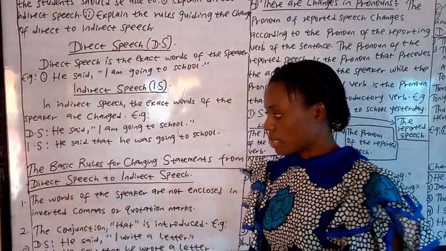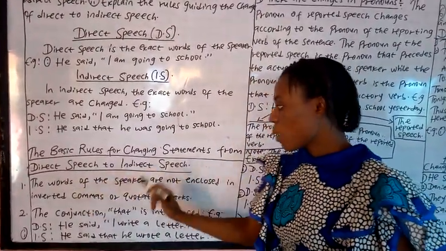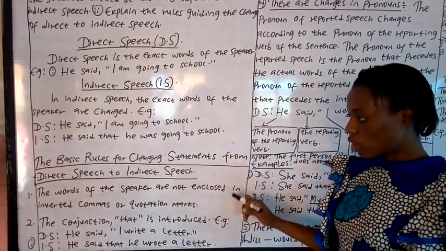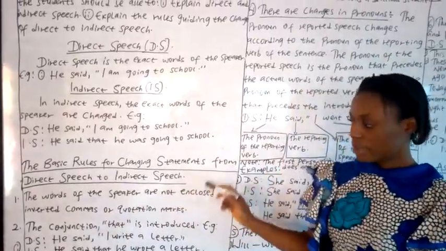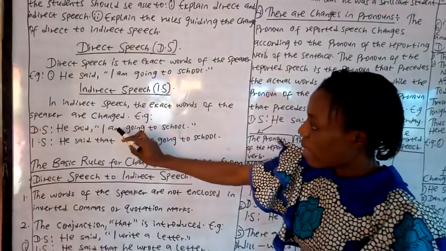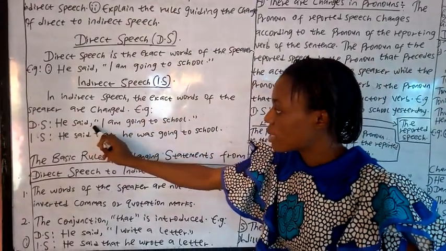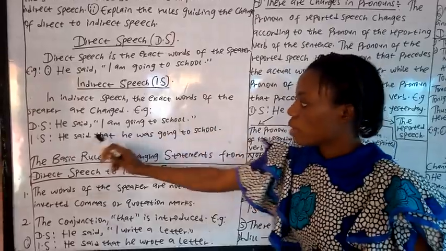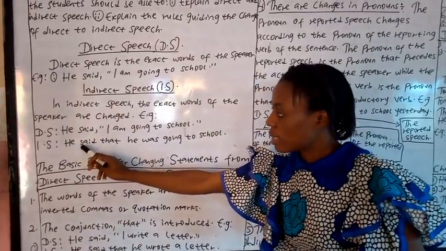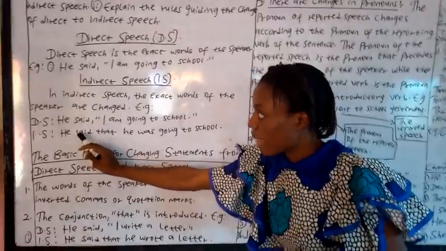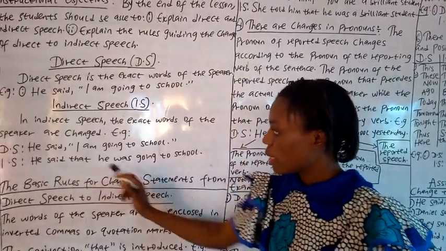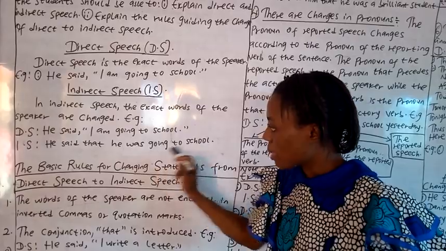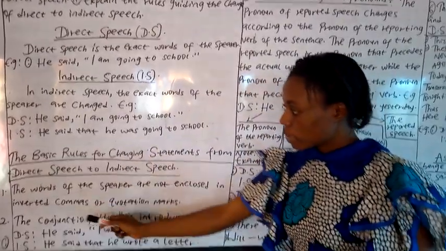Okay, let's look at the basic rules. Number one, the words of the speaker are not enclosed in inverted commas or quotation marks. For instance, you see in my example here, in direct speech, he said, "I am going to school." If you now look at this sentence in its indirect speech, you see, he said that he was going to school. There are no quotation marks here in the second sentence.